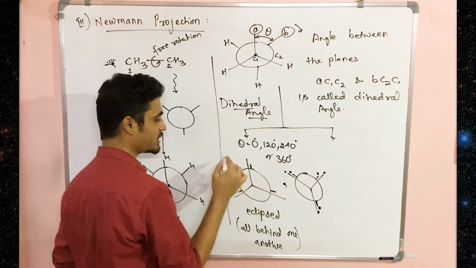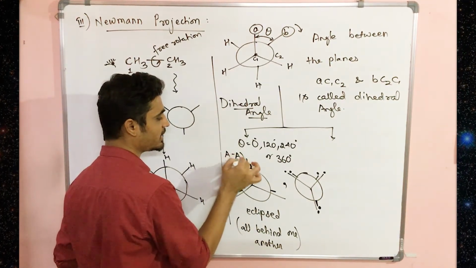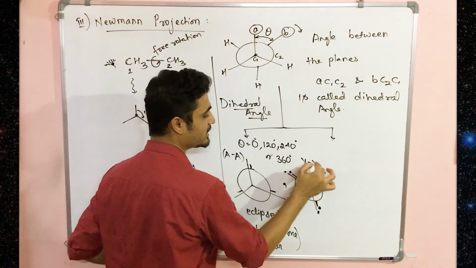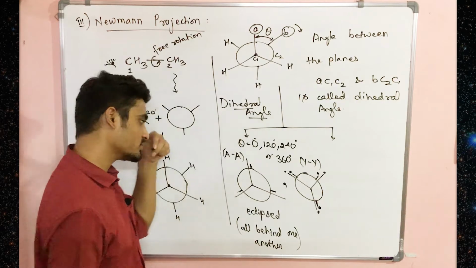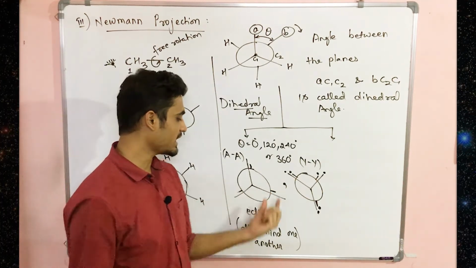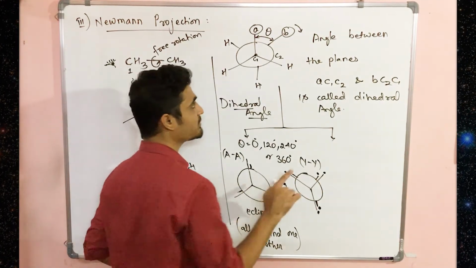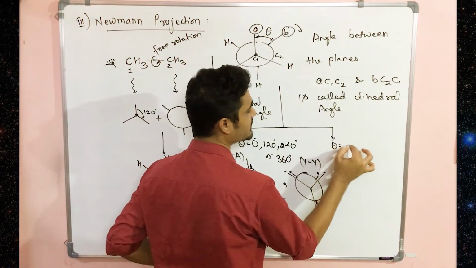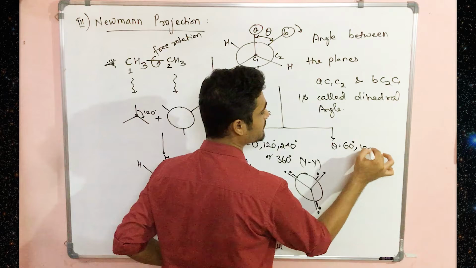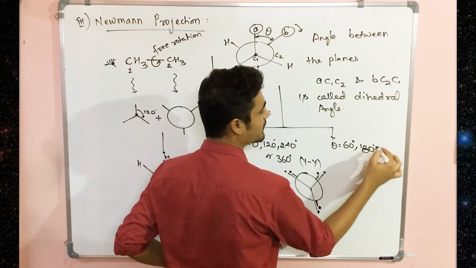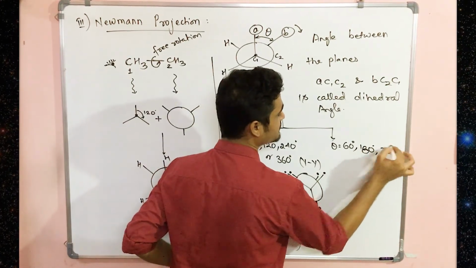So this I call AA, and this I call YY. Right. Because I'll be using that in further videos. So AA and YY both are eclipsed. And if I do what? If I rotate theta by 60, 180 and 120, that is 300 degrees.